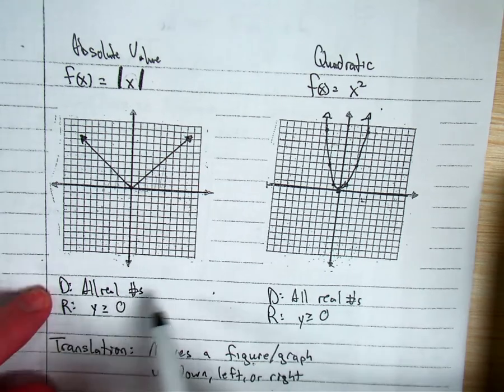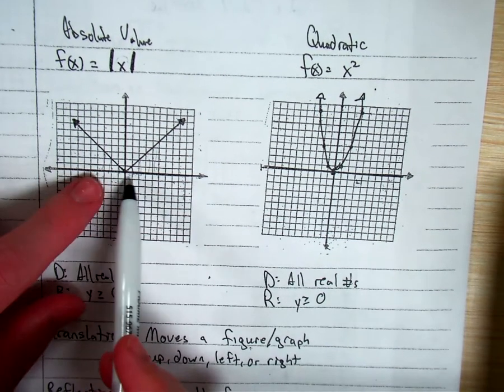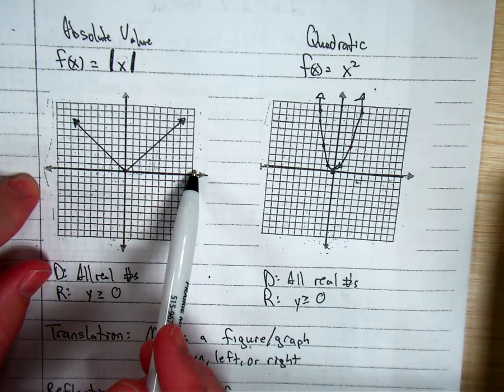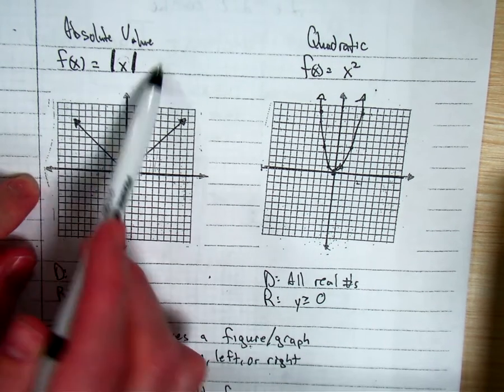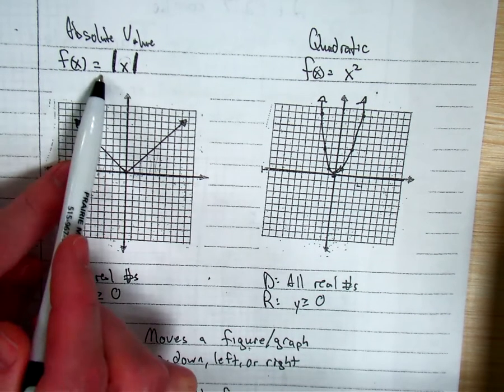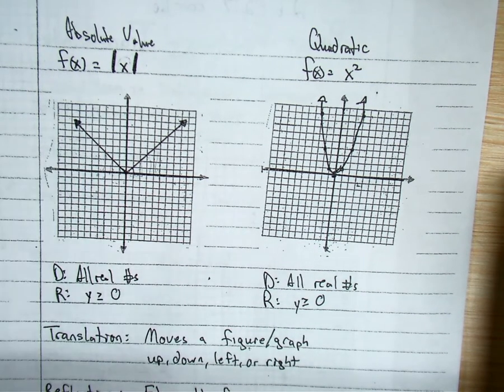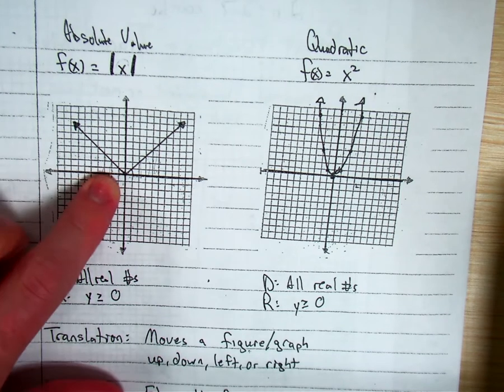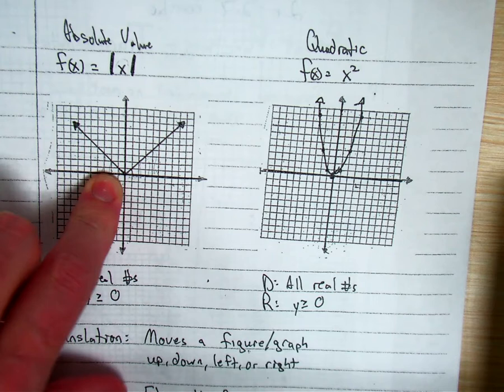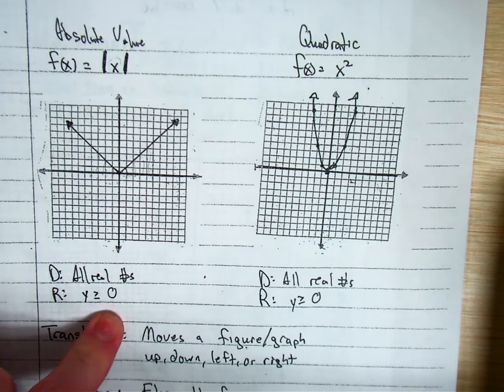Okay? So our domain for this function is all real numbers because it goes forever to the right and forever to the left. And the most basic absolute value one, this is it, just absolute value of x. There's no other adjusters on it, no plus or minuses anywhere. Okay, the lowest I get is 0. And it goes up forever. It does not go down forever.